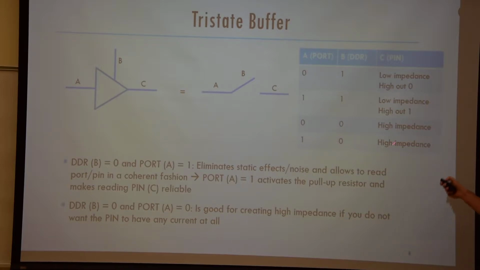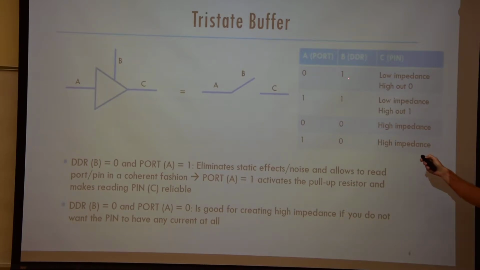Alright, so what's a tri-state buffer then? Well, something as simple as this. It looks like a simple Boolean circuit like this, where the A, the port, can be set to 0 or 1s, the DDR can be set to 1s or 0s, and what do you see at the pin?